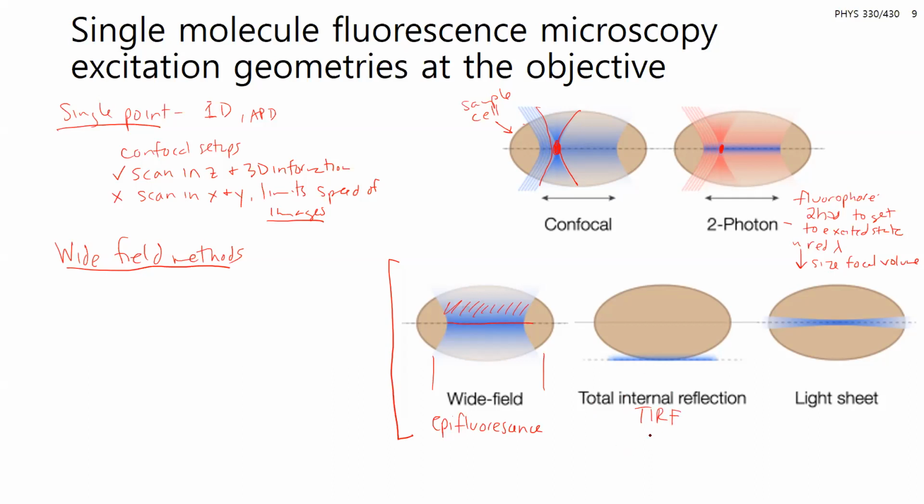This lets you still view a large area. You can see here a wide field of view, but you're only looking at the interface. And we'll talk a little bit in more detail about how TIRF is achieved. You're only looking at about 100 nanometers at the interface, and you reduce out of focus signal.